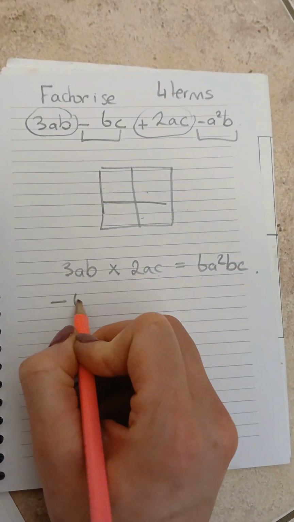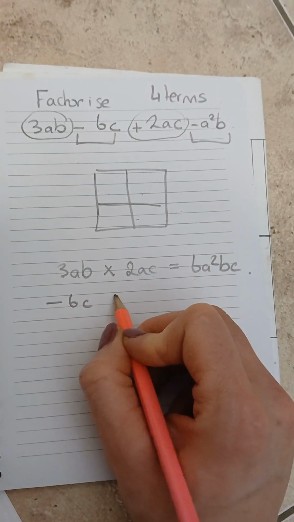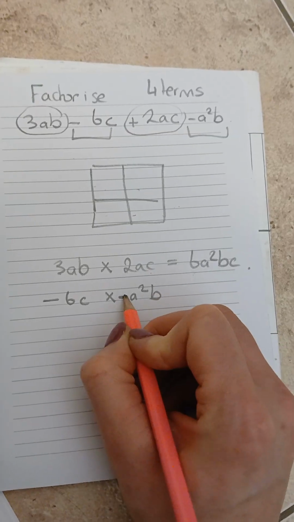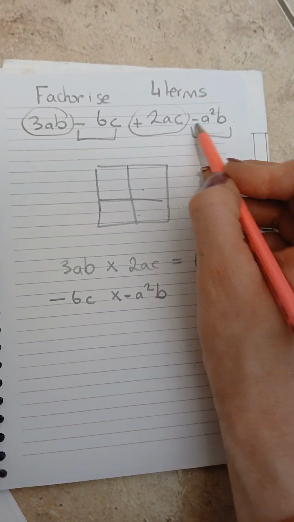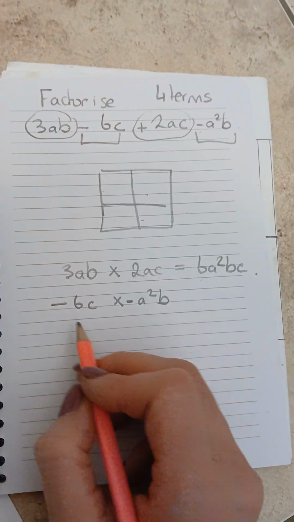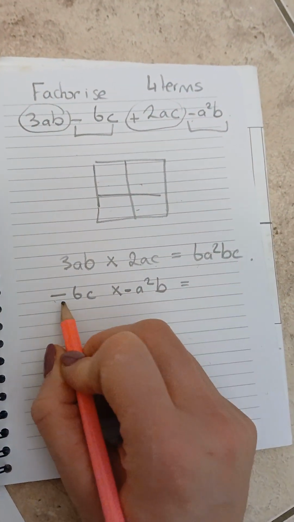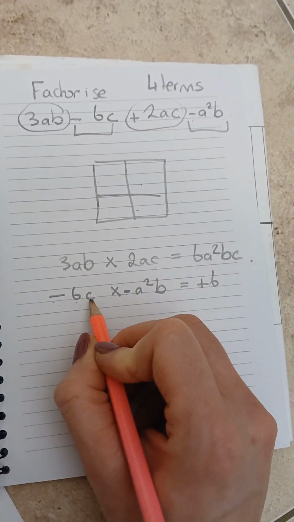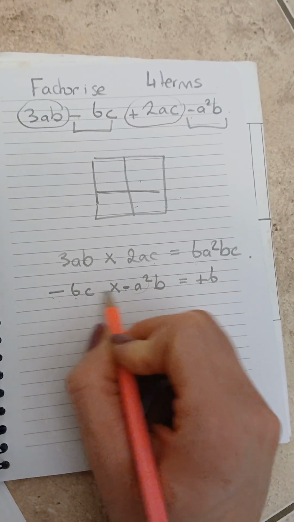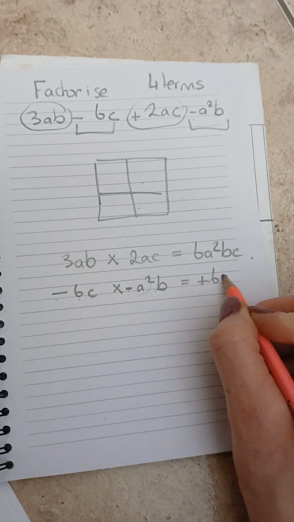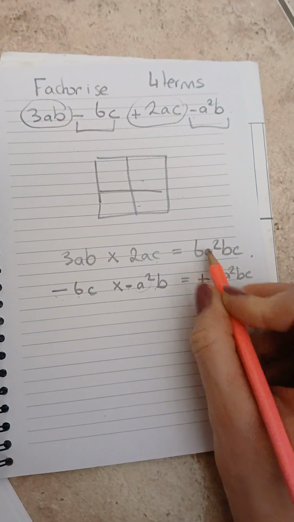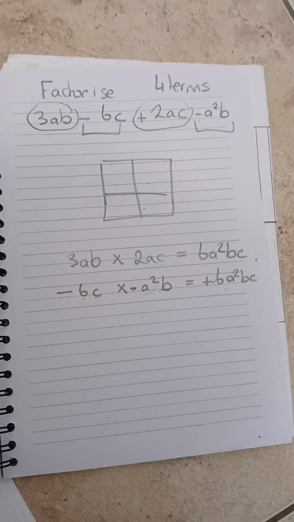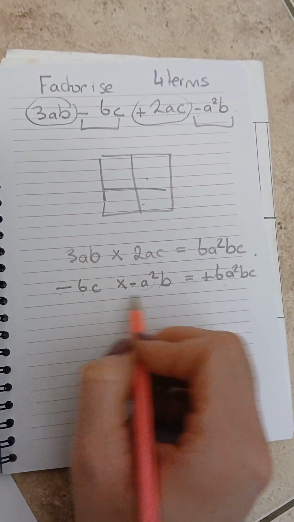So minus 6c, multiply that by minus a squared b. Okay, so you have to put the minuses in. Minus by a minus is a plus. 6 by 1 is 6. And you'll see a squared is there, a single c and a b. So a squared bc. So you see the way they're both the exact same. So because they are the same, that means they are the right partners.